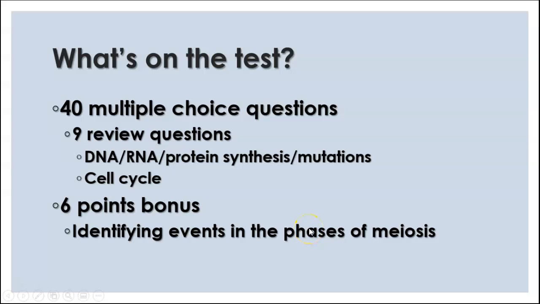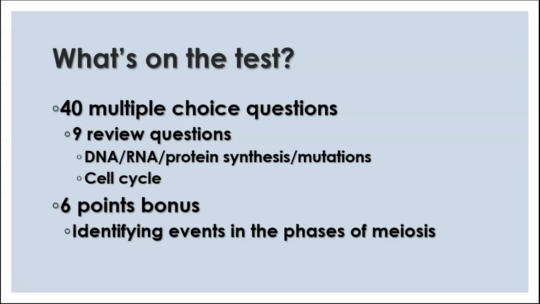What's on the test? There are, as usual, 40 multiple choice questions. 9 of those questions are review questions over things like DNA and RNA, protein synthesis, the cell cycle, all of which are relevant to what we're learning about now with chromosomes and meiosis.